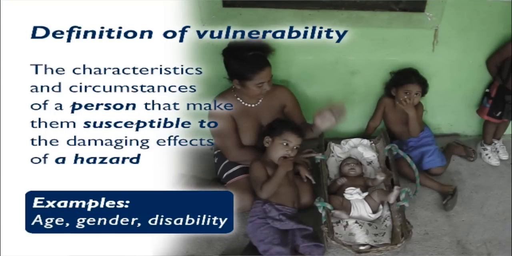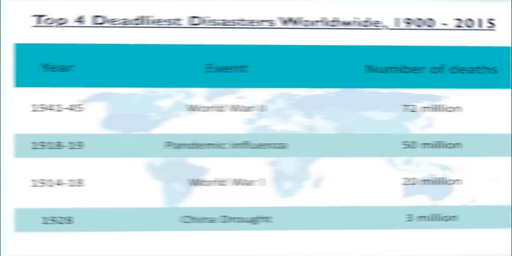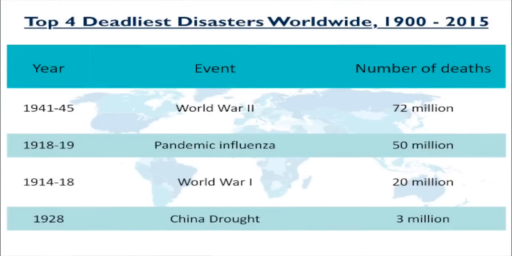So I mentioned disasters are caused by this hazard and vulnerability mix. Let's talk about the definition of vulnerability. So according to the UN, the definition of vulnerability is the characteristics and circumstances of a community or a person that may make them more susceptible to the damaging effects of a hazard. So for example, not all people have the same level of vulnerability. Some people may be more vulnerable to the exact same thing because of their age, their gender, disability, or a host of other factors.